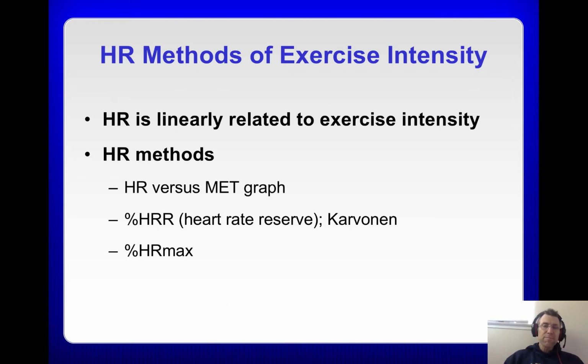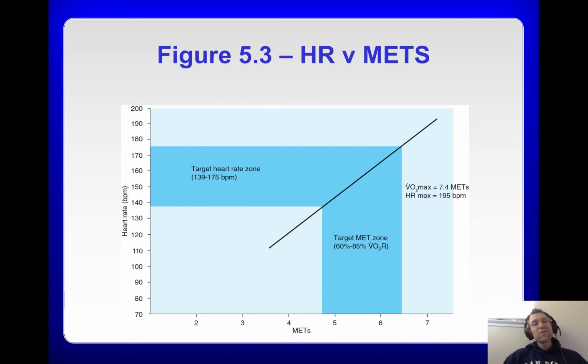The heart rate versus METs graph, not a bad one. It still uses METs, but it is legitimate. It's very individualized, which I like. The heart rate reserve method, and then the heart rate max method. We're going to talk about all 3 of these. So figure 5.3, this is in the Heyward text. This is the heart rate versus METs method.